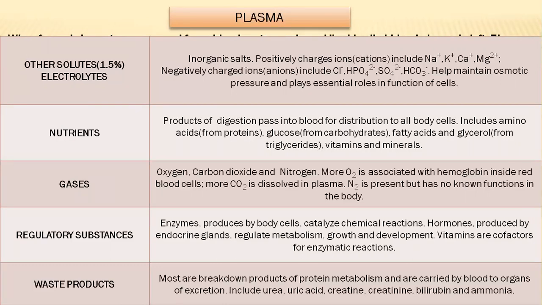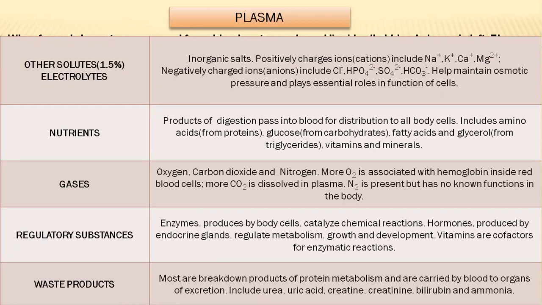Then you also have regulatory substances in the form of enzymes that are produced by cells and catalyze chemical reactions. In order to speed up chemical reactions, you need these enzymes as regulatory substances. And then you also have hormones that are produced by endocrine glands. These hormones will regulate metabolism, growth, and also development of the body. Then you have vitamins that will also act as cofactors for these enzymatic reactions. Some of the enzymes will require the presence of vitamins to operate as cofactors.